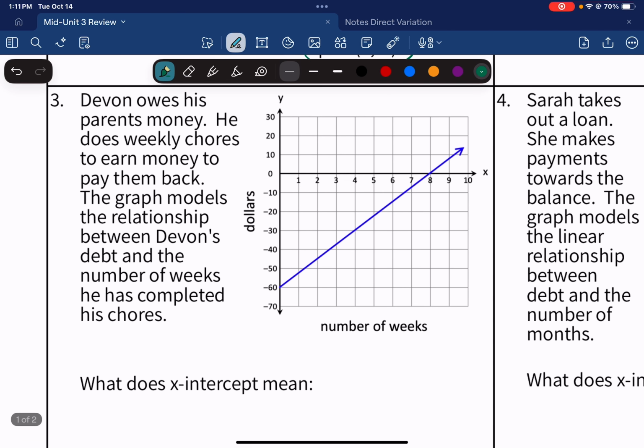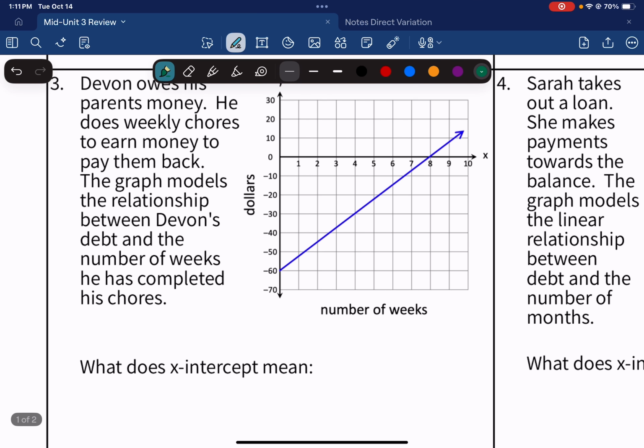Now what happens when we have a word problem? It says Devin owes his parents money. He does weekly chores to earn money to pay them back. The graph models the relationship between Devin's debt and the number of weeks he has completed his chores. What does the x-intercept mean? Well, the first thing that you want to pay attention to is the fact that our x-axis is labeled number of weeks and our y-axis is labeled dollars.